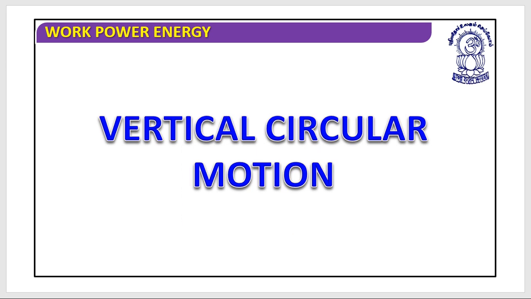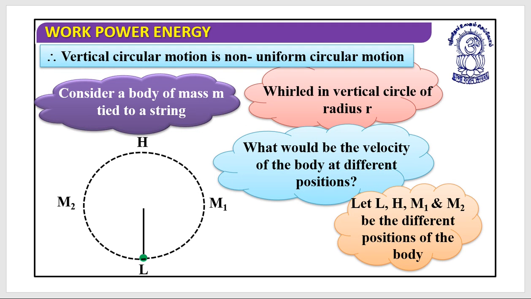In today's session we are going to discuss vertical circular motion. So let's look at what vertical circular motion looks like and how it works. Consider a body of mass m tied to a string, which is going to be whirled in a vertical circle of radius r. The object of mass m, tied to a string, is whirled around this vertical circle in this direction.